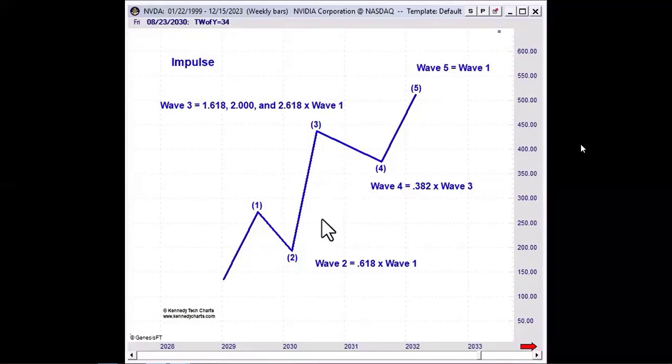Some of the cardinal rules, or the big rules that we never want to break, are: wave 2 never retraces more than 100% of wave 1. Wave 3 can never, ever be the shortest impulse wave of waves 1, 3, and 5. It doesn't have to be the longest, but it can never be the shortest. And then you have wave 4. Wave 4 may never end in the price territory of wave 1. And then, of course, we have our 5th wave move up.